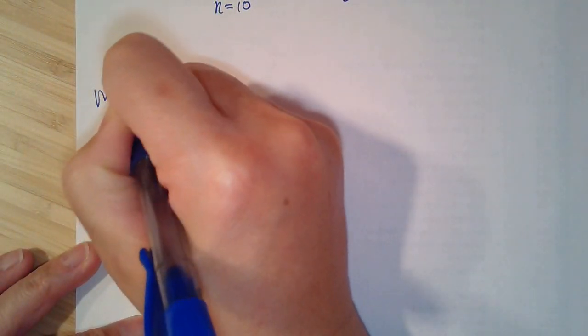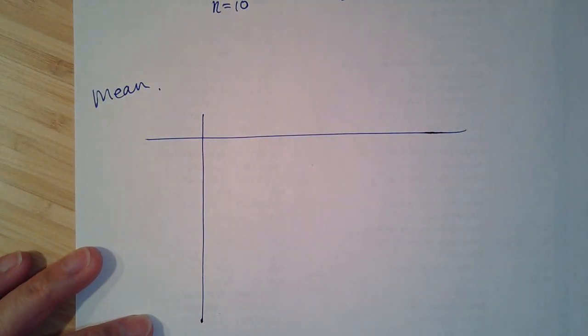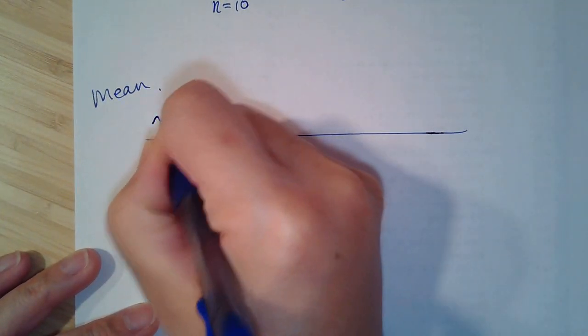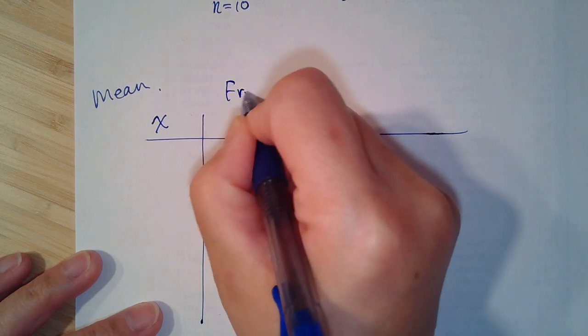And there's another case to get the mean. Okay, let's see if you remember something. Okay, so we have the x and also the frequency of x. This is the frequency, okay?